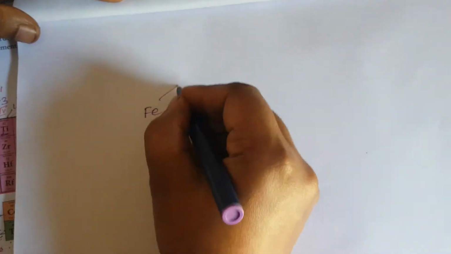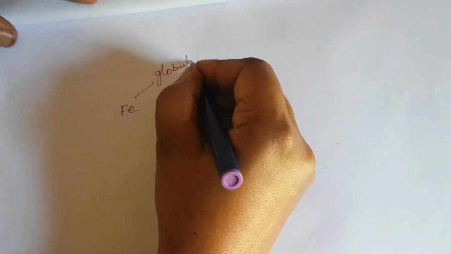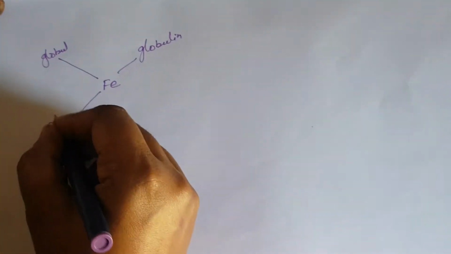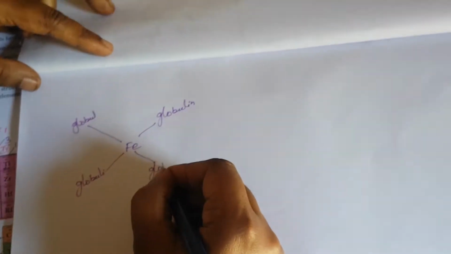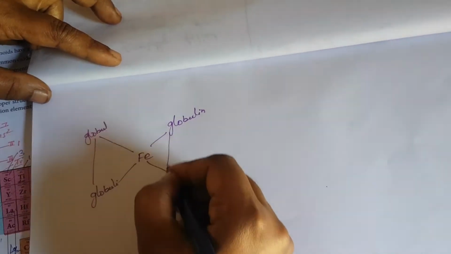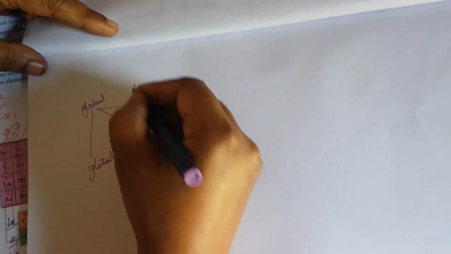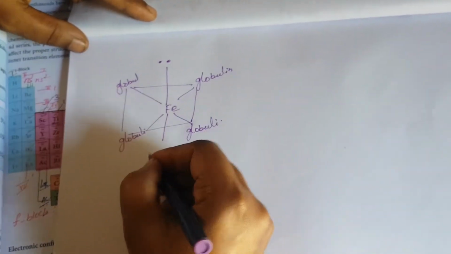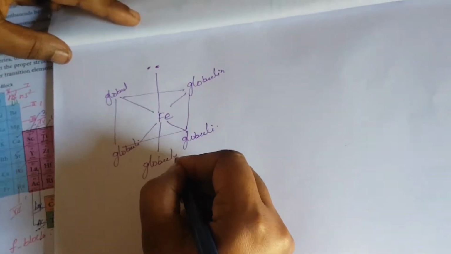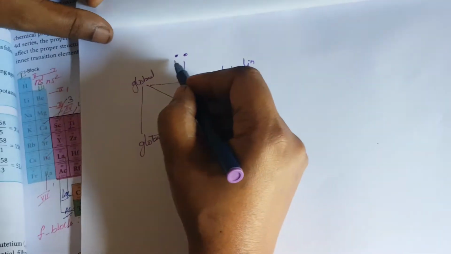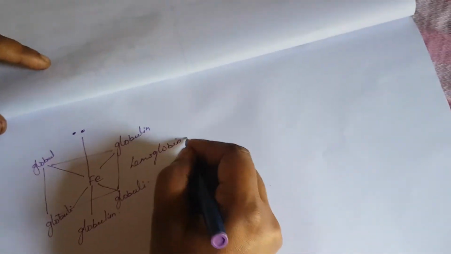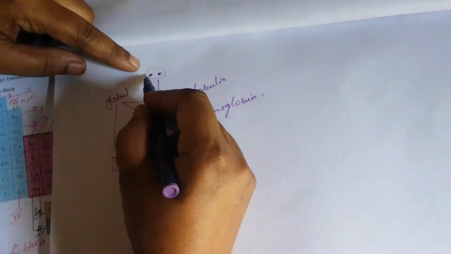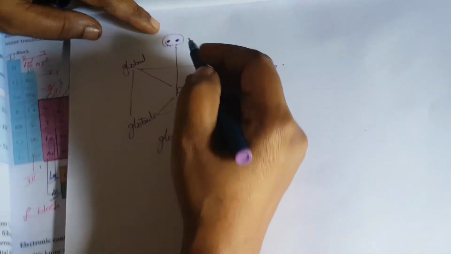Here, the iron is bound to globulin protein. Five globulin proteins are combined with the iron. Globulin is an arrangement, and here is the lone pair of electrons. What is the use of this pair of electrons? This is the structure of hemoglobin. The two lone pairs of electrons are the place for binding with oxygen.